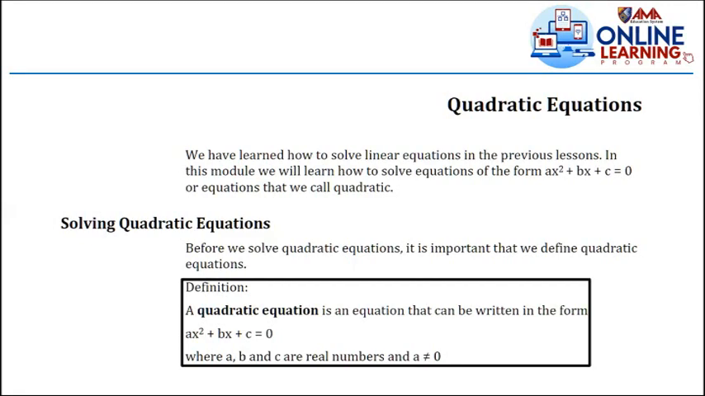Last week we discussed all about the linear equation, which is a first degree equation. So before we solve quadratic equations, it is important that we define a quadratic equation. So this is now the definition. A quadratic equation is an equation that can be written in the form ax squared plus bx plus constant is equal to 0, where a, b, and c are real numbers, and a is not equal to 0.